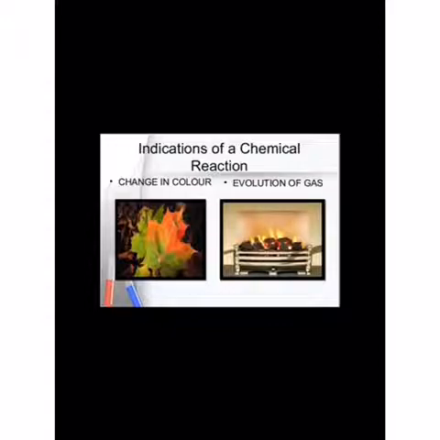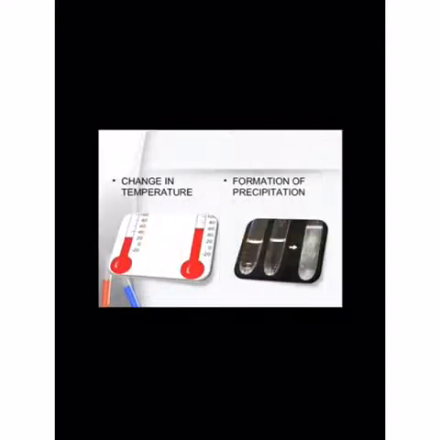Now, you can see what the indicators are, how we can come to know that a chemical reaction has taken place. Most of the time, the product formed has a change in color and there is evolution of gas. There is a change in temperature. Sometimes precipitates are also formed.